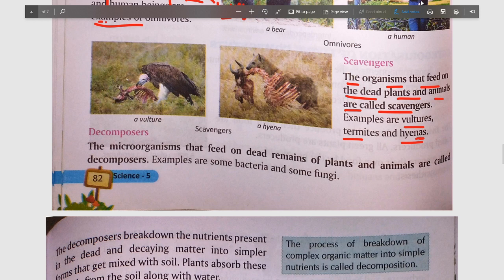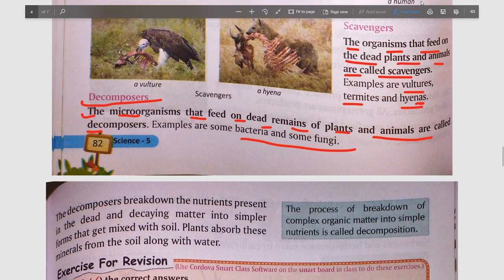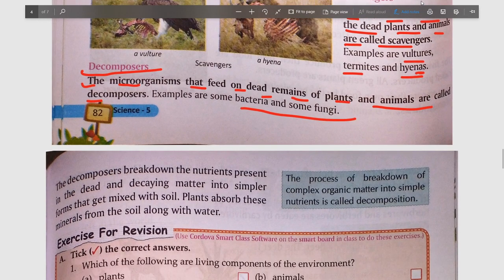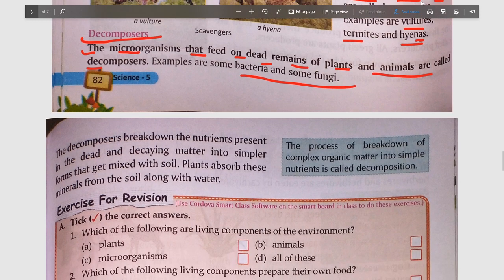Now we will talk about the decomposers. The microorganisms that feed on dead remains of plants and animals are called decomposers. For example, some bacteria and fungi. So microorganisms like bacteria and fungi feed on dead remains of plants and animals, dead bodies, dead leaves, and they decompose those dead bodies into nutrients.